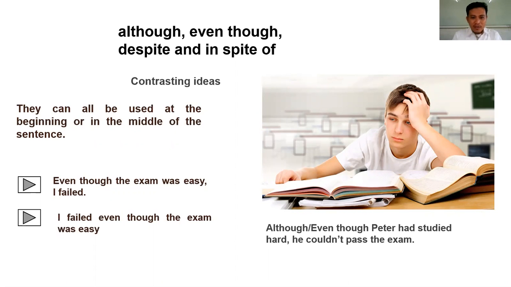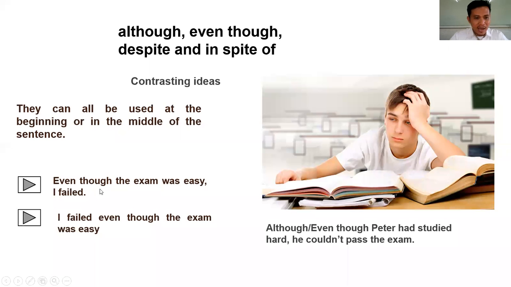So because the two ideas are contrasting, we need a connective to show that the two ideas are contrasting. So the connective is even though. Even though the exam was easy, I failed. Meskipun ujiannya mudah, I failed. I'm supposed to be successful in this exam, but I failed. So the topic we are learning is even though, and then what happens after even though.